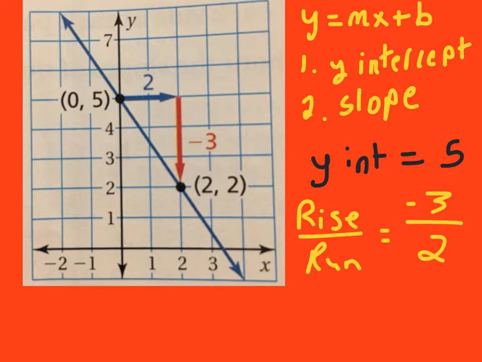We have everything we need now to put this into slope-intercept form. What I have to do is I need to write y equals, then the slope, which we found to be -3 over 2, and then we had a positive 5 for our y-intercept, and then I'm done. That's all there is to it.